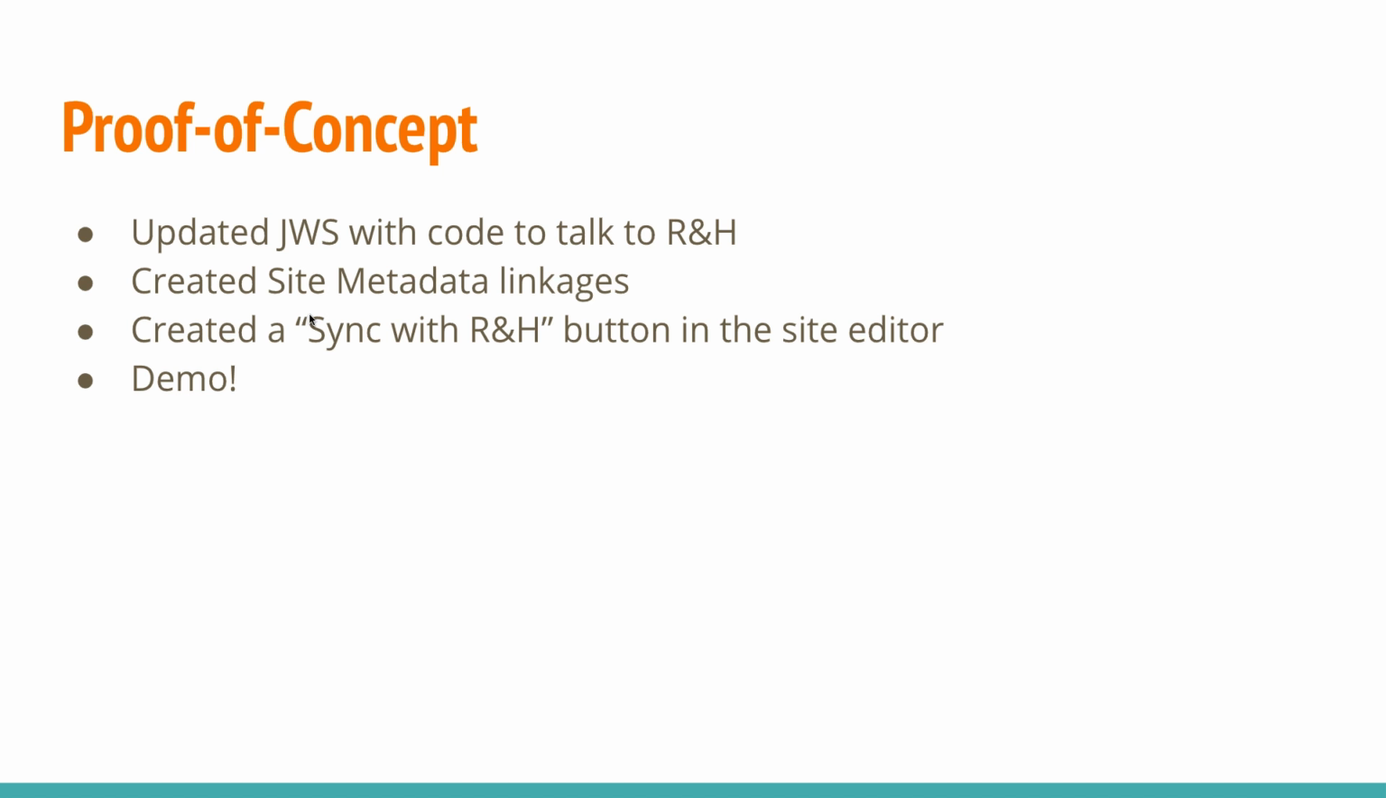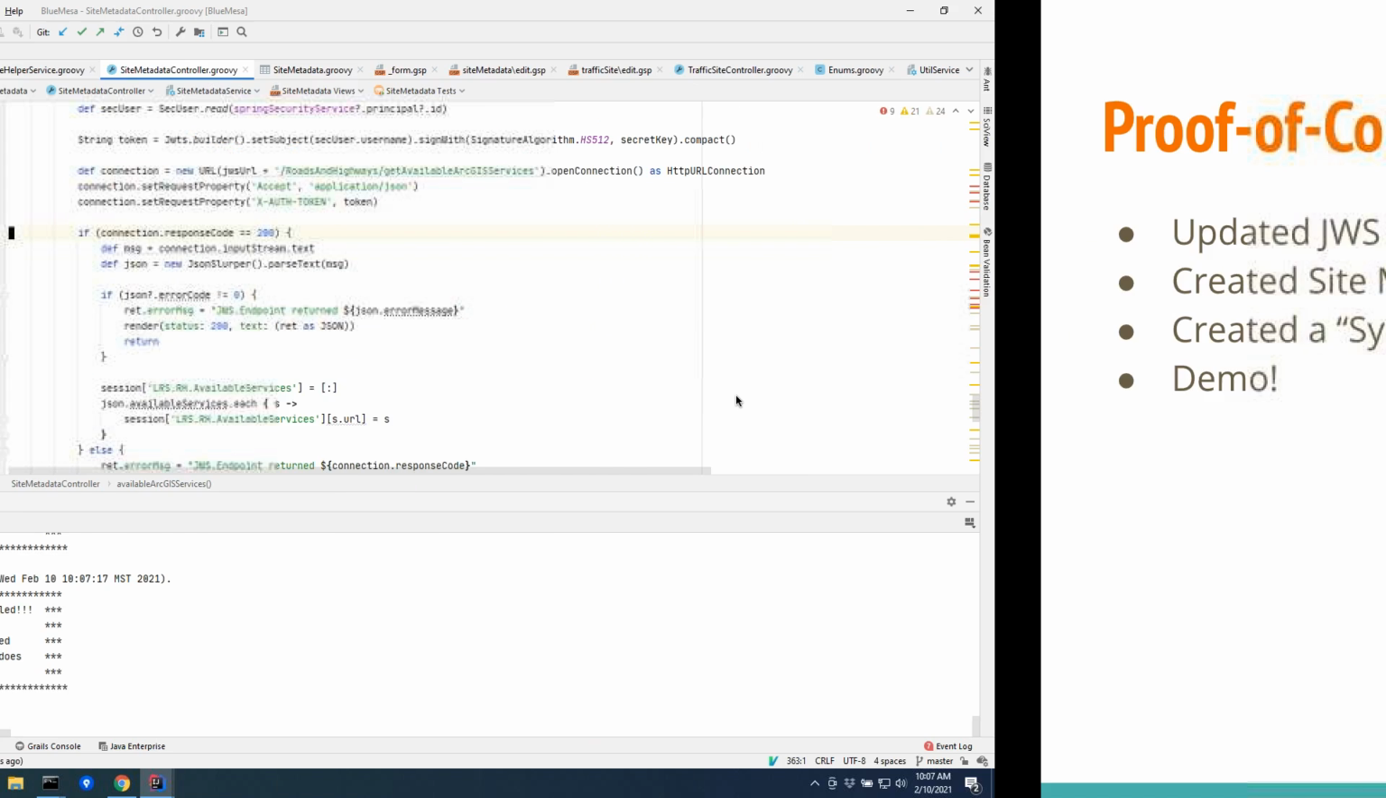We created the site metadata linkages, and I'll go over what I mean by that here. We talked about that a little bit in our last demo, but it actually works now. And we just created a really simple sync with roads and highways button that will take a site, and based on the primary key that you define and based on what layer and what field you're looking for in roads and highways, will synchronize that site with roads and highways. Let me just go ahead and show you that. Okay.